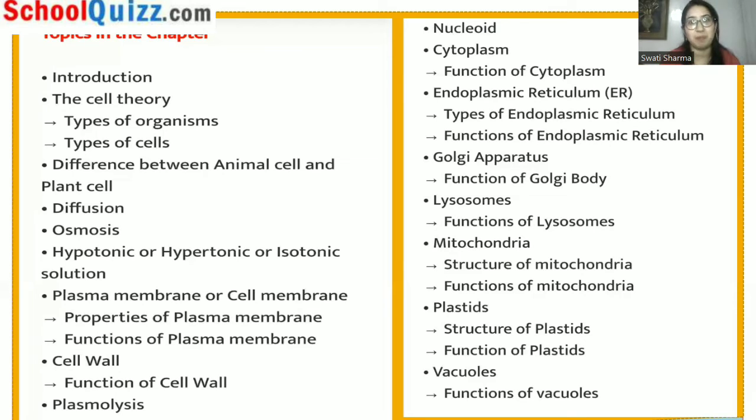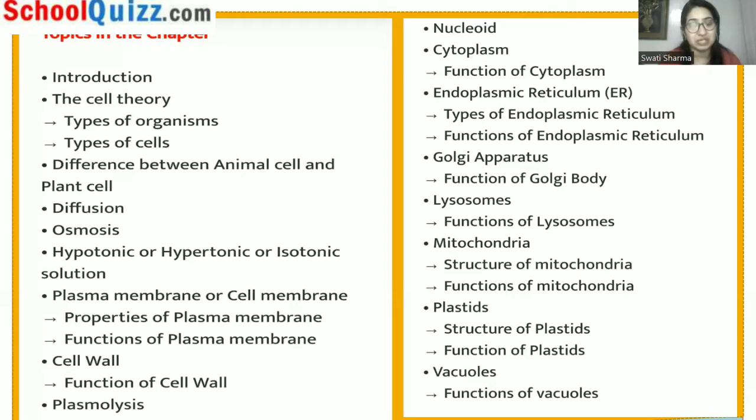Then comes the powerhouse of the cell. Yeah, exactly. You have heard it right. It is involved in the production of ATP. Because of that, mitochondria is known as powerhouse of the cell. So how is this beautiful structure of mitochondria designed? What are the functionings of mitochondria in the living cells?